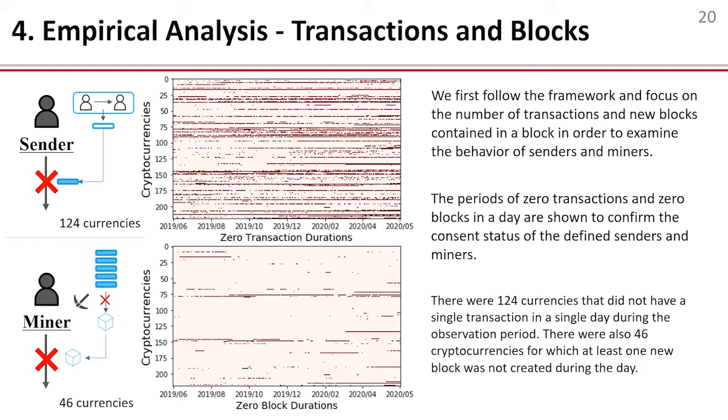124 currencies did not have a single transaction in a single day during the observation period. There were also 46 cryptocurrencies for which at least one new block was not created during the day.